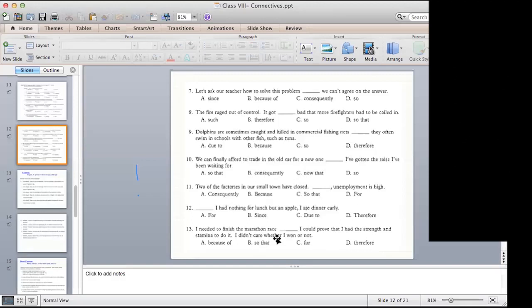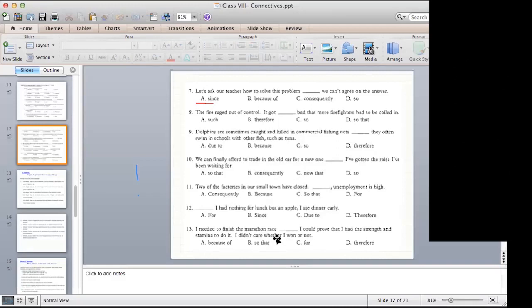Okay. The fire raged out of control. It got so bad that more firefighters had to be called in. So here we have the expression of so that or such that.